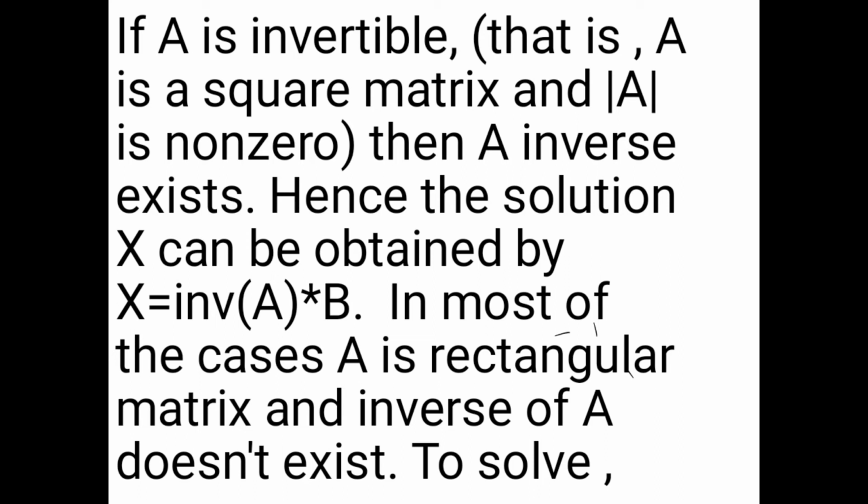And if A is invertible, that is, A inverse exists, in the sense that the matrix must be a square matrix and its determinant is non-zero, then A inverse exists and we call it an invertible matrix. So if A is invertible, then for the system of equations Ax = B, the solution x can be obtained as x = A inverse into B.